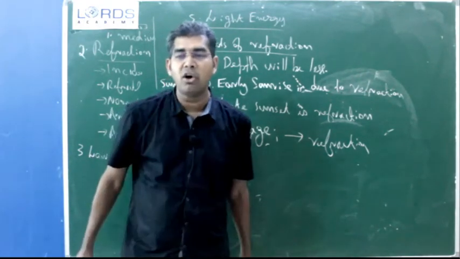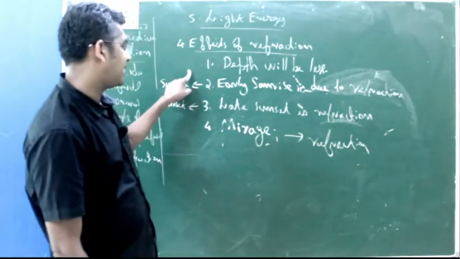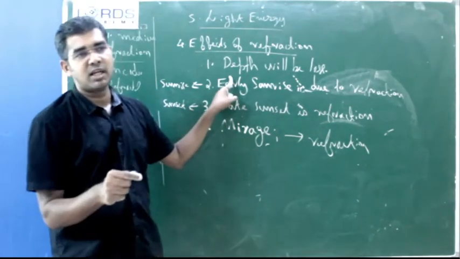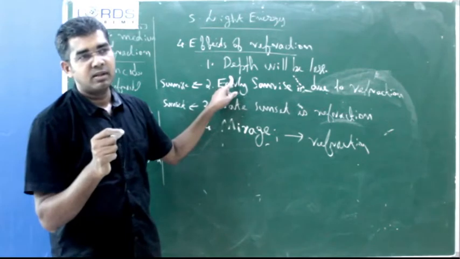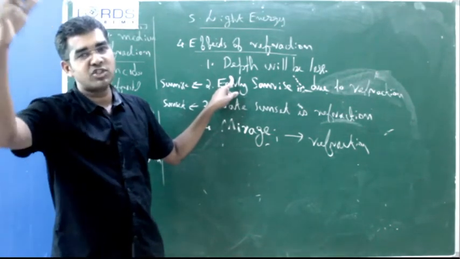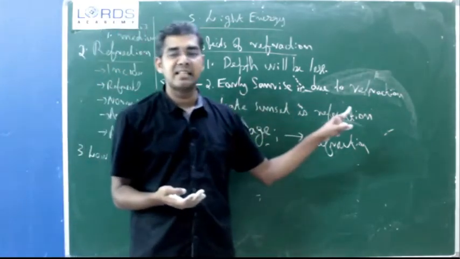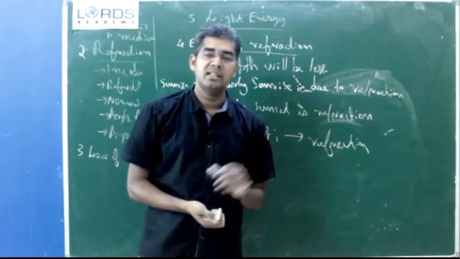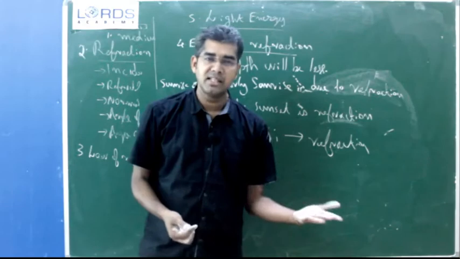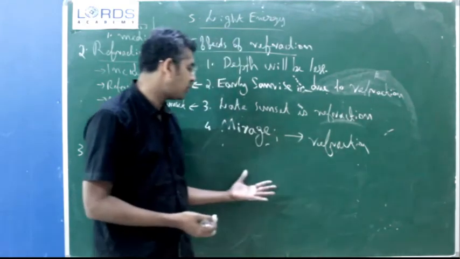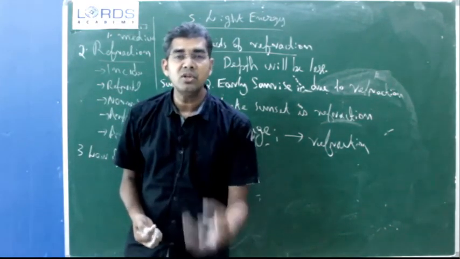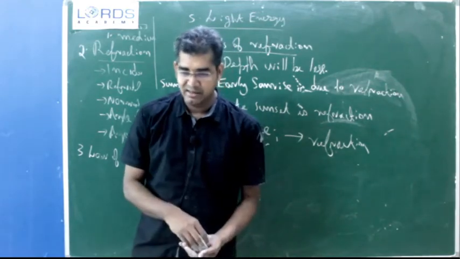Okay, these are the 4 effects of refraction. First one, when we look at something in the water from above the surface of water, the depth will appear less. Second one, early sunrise is due to refraction. Third one, late sunset is due to refraction. Fourth one, mirage is due to refraction.